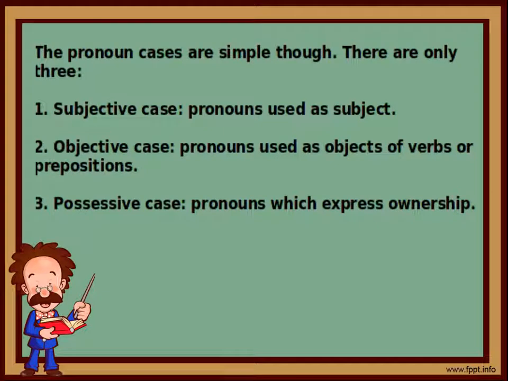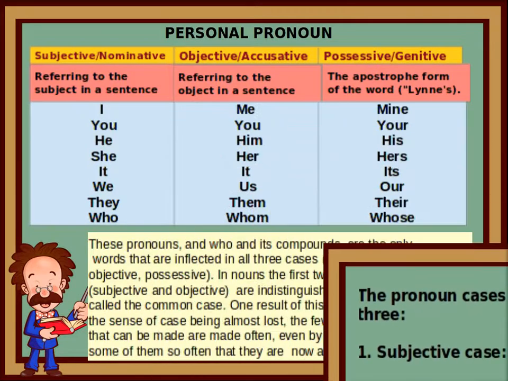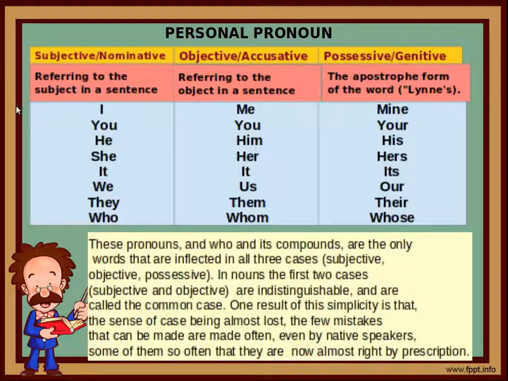The pronoun cases are simple though. There are only 3. Subjective case: pronouns used as subject. Objective case: pronouns used as object of a verb or preposition. Possessive case: pronouns which express ownership. Personal pronouns, subjective or nominative, referring to the subject in a sentence: I, you, he, she, it, we, they, who.